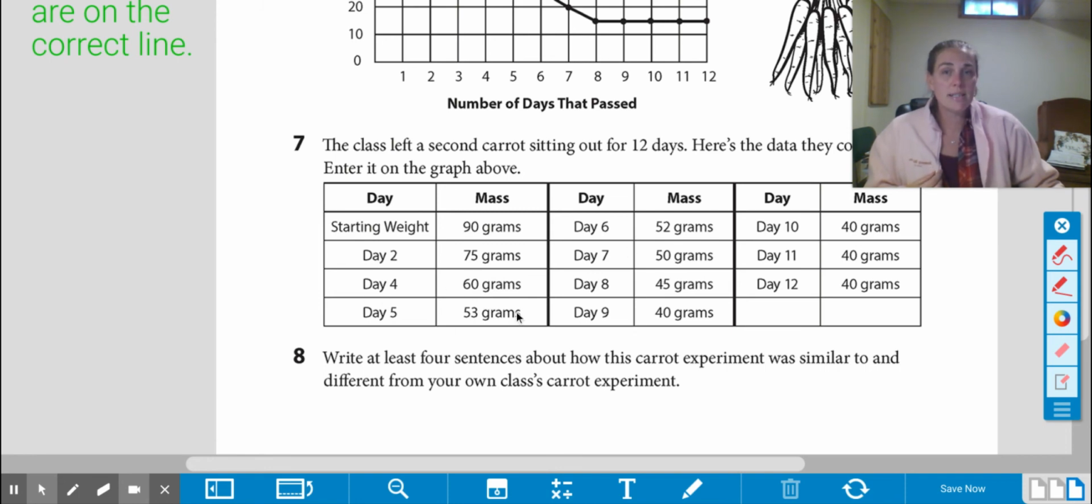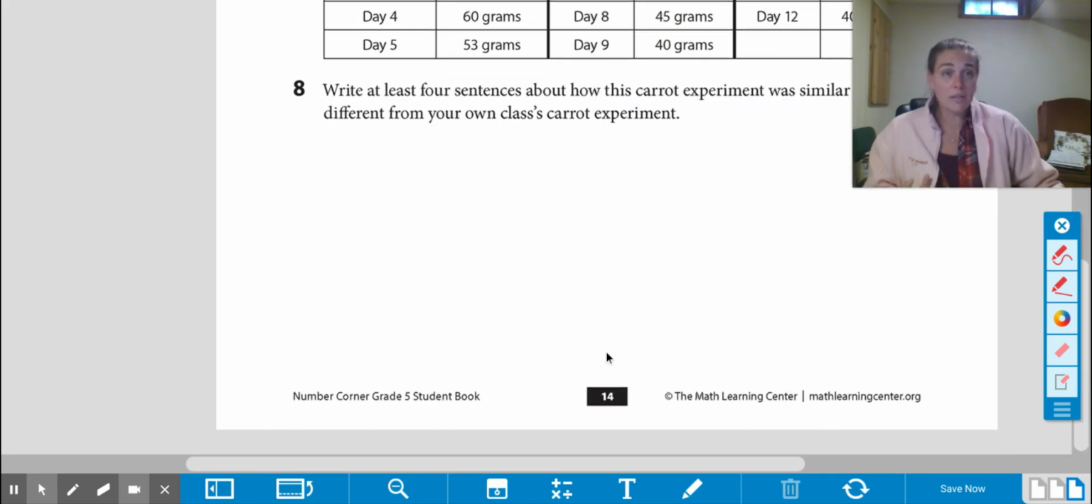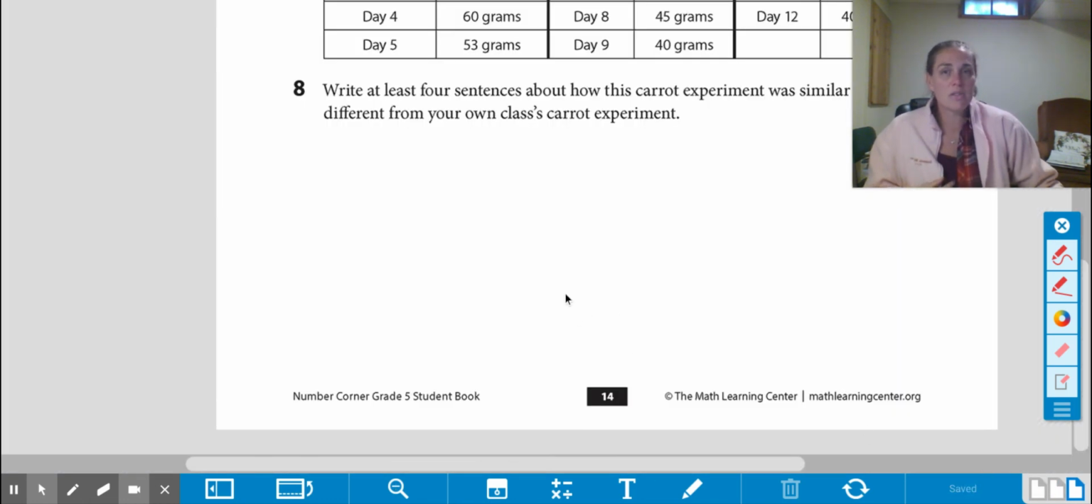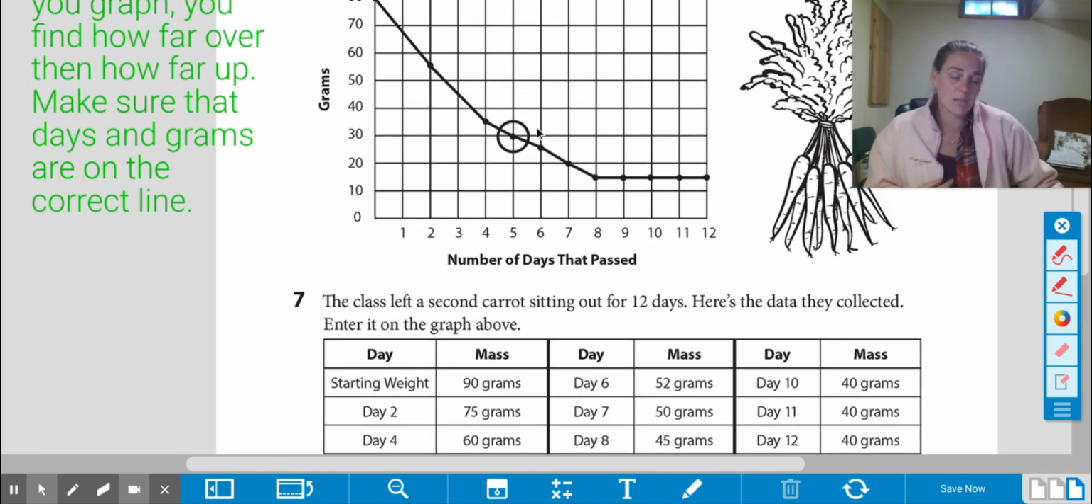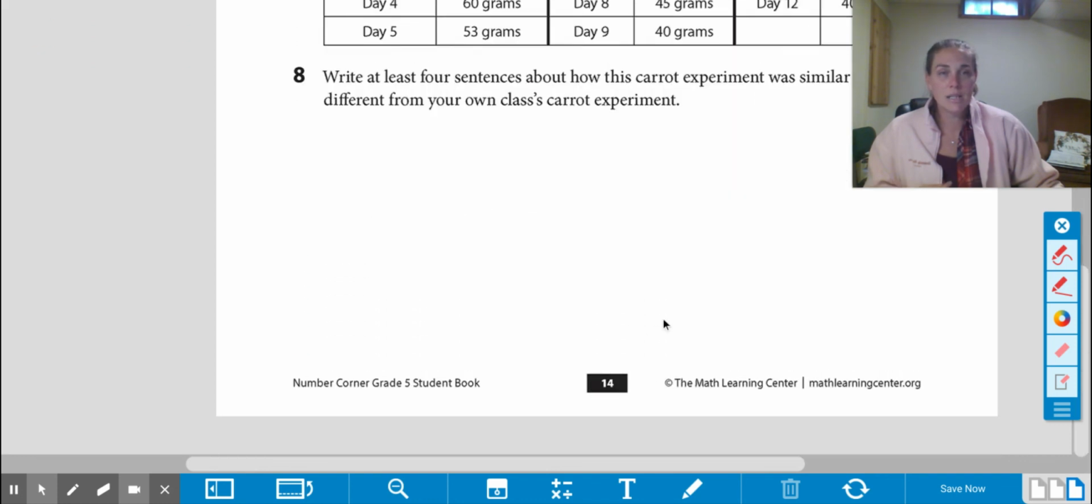After you finish that second line graph, you're going to answer some questions, you're going to make some observations about this experiment and how it was similar or different to what we came up with. Page 12 of your student book for Number Corner should have the graph we made up through day 5, and what was similar, what was different. We don't have that other data, so you can just compare it to those first things, or what might you say about this carrot experiment and the second line that you graphed. All right, so finishing pages 13 and 14 in your Number Corner book.